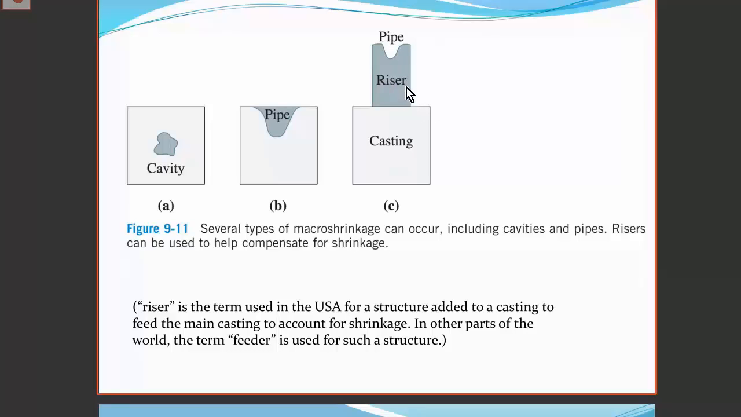The riser must be designed such that it solidifies much after the main mold, so that liquid may be maintained within it for a sufficient length of time to feed the main casting.